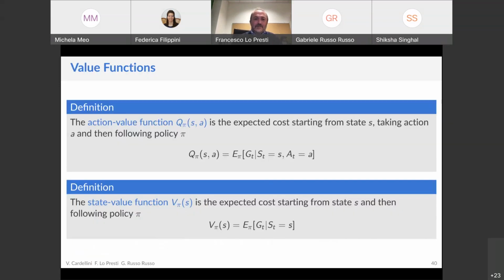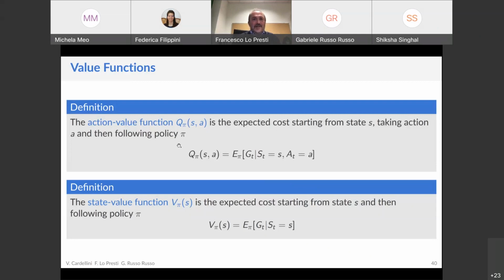And to set the stage, we need to define how we want to compute the relevance or the goodness of a given policy. We need to add some additional information. This is summarized by the value function. First, the action value function, which is used universally with capital Q on a given state, a given action, is the expected cost starting from a given state and taking an action and then following a policy.